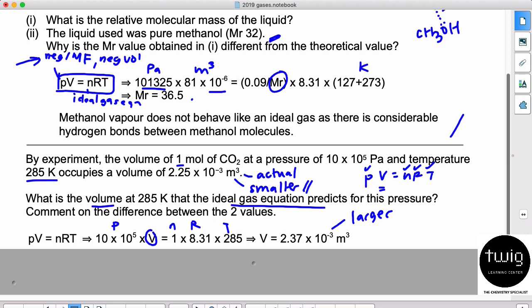Is carbon dioxide an ideal gas? It's not, right? So carbon dioxide is non-ideal. So what does it have? It has significant what?